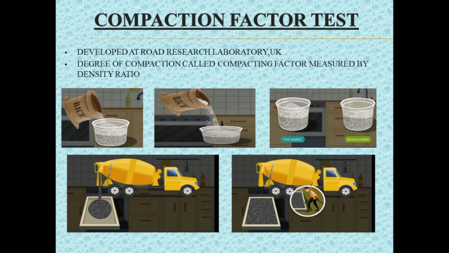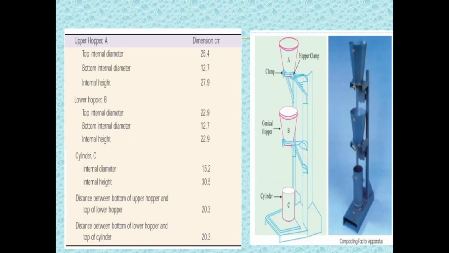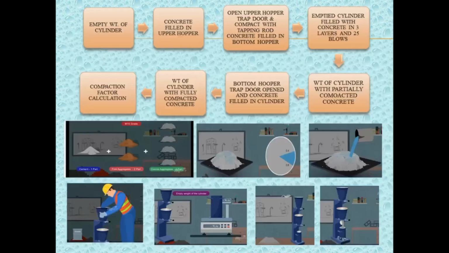The apparatus consists of two conical hoppers and one cylinder. The dimensions of the apparatus are shown in the figure. The test procedure involves the following steps. For instance, let us take M15 grade concrete. Prepare the mix by using 1 part of cement, 2 parts of fine aggregates and 4 parts of coarse aggregates. Water content is calculated based on the water-cement ratio. It generally varies from 0.4 to 0.6.